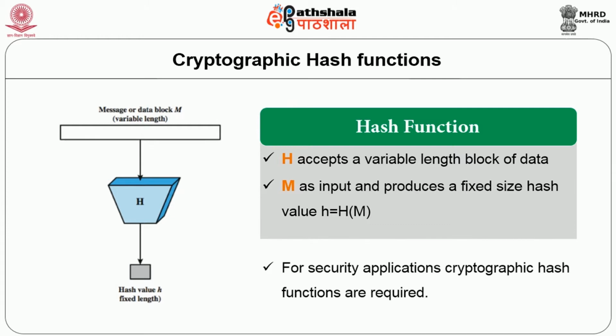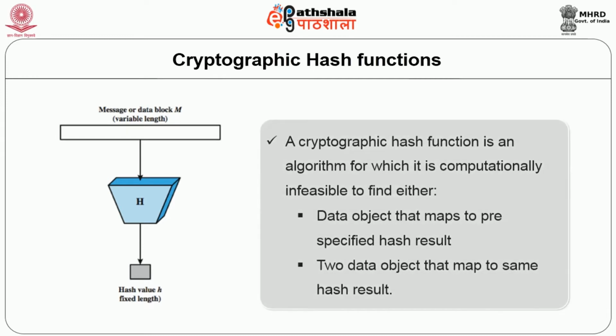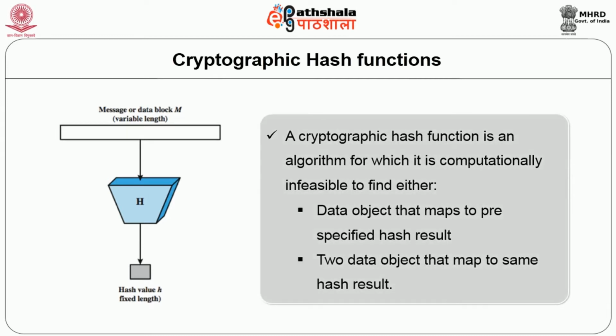When we are talking about security, we use a cryptographic hash function. What is so special in that? When you use a hash function for cryptography, it should be computationally infeasible to find a data object that maps to a pre-specified hash result. And second, it is computationally infeasible to find data objects that map to the same hash result. What do these two things mean?